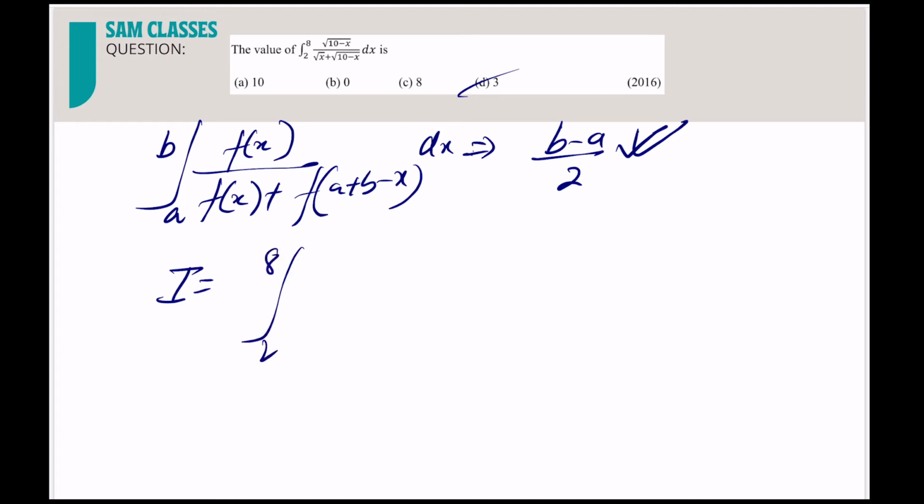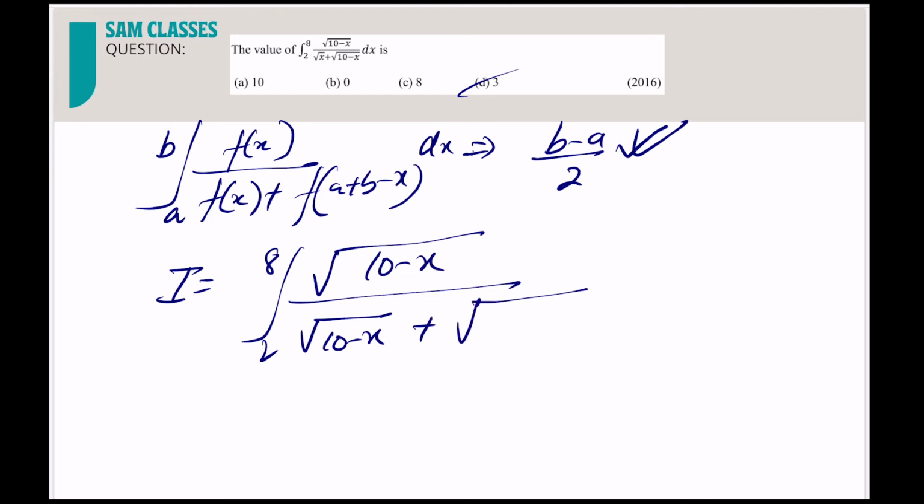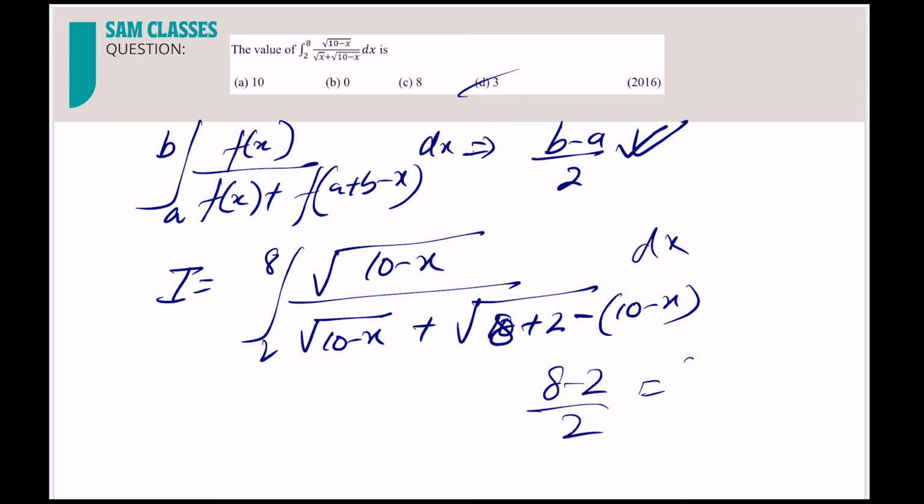Let's say 2 to 8. So what we have, on top we can write the function as root under of 10 minus x, by root under of 10 minus x. And this we can write as root under of 8 plus 2 minus x, basically 10 minus x, correct. So done. Okay, so it is f of x plus f of a plus b minus x, dx. So directly the answer will be 8 minus 2 by 2. So that is equal to 3.